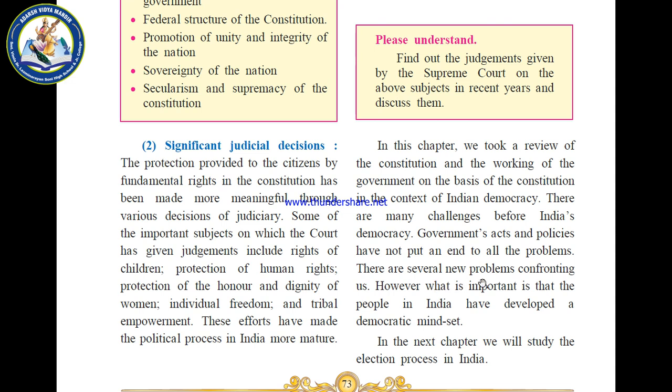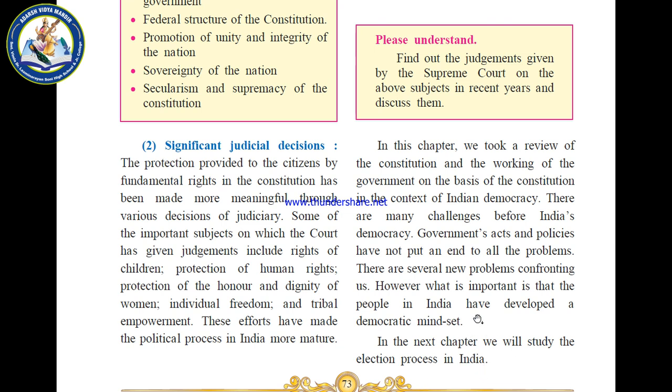However, what is important is that the people in India have developed a democratic mindset. Whatever problems come in front of the government, it is trying to resolve them, but the mindset of the people in India has really developed as a democratic mindset. Indian people have made their minds democratic minds, and that's why it is important for Indian democracy. So in the next chapter we will study the election process in India.